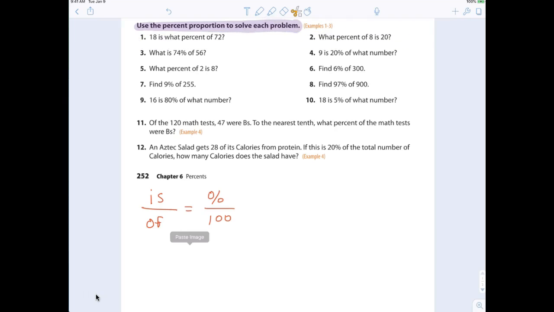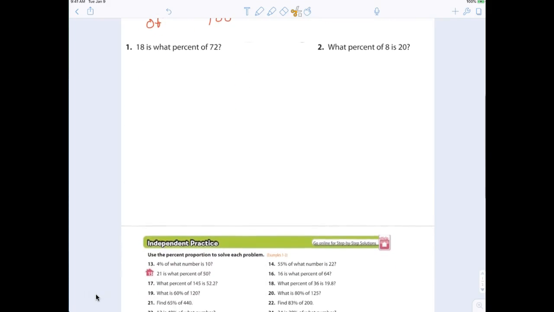All right. So hold on a minute. Just let me get started. All right, number 1. It says 18 is what percent of 72? So you do 18 over 72, and then you do equals x over 100. X over 100. That's it, guys.